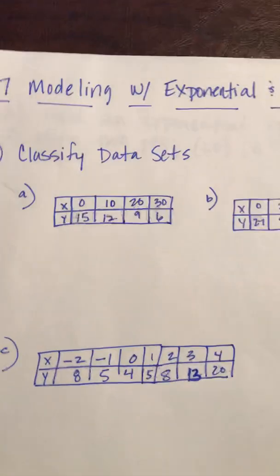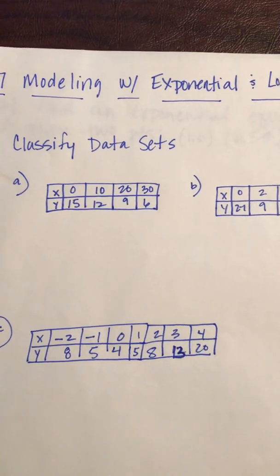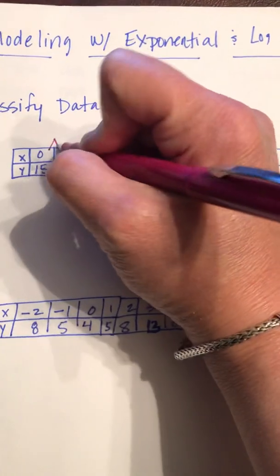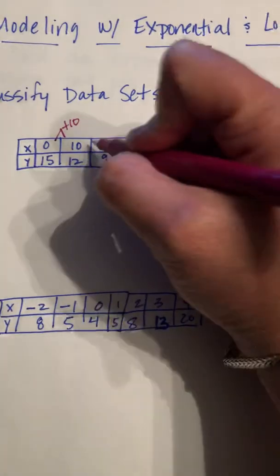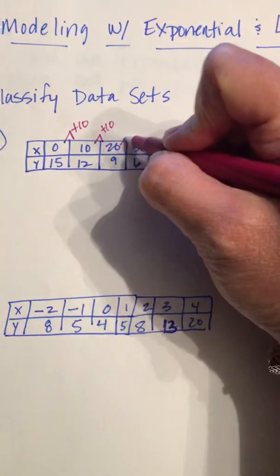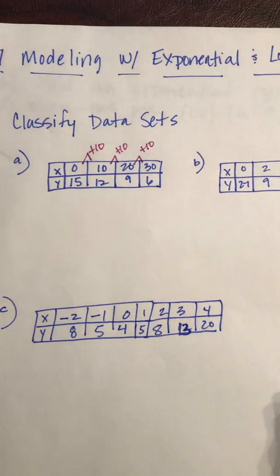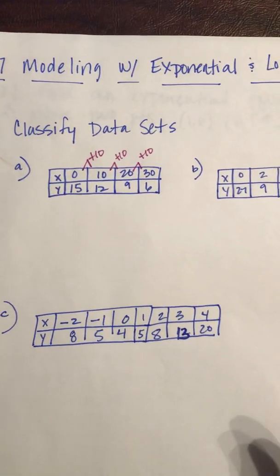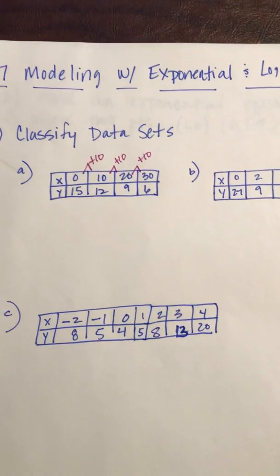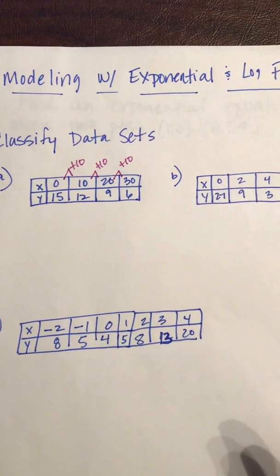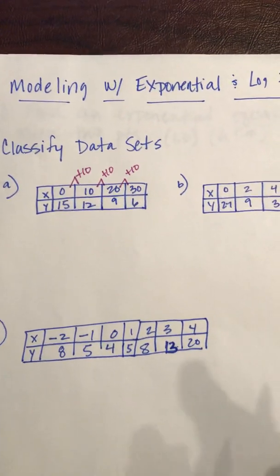I'm going to zoom in on the first one. The first thing I want you to notice is to pay attention to your x values. My x values are increasing by 10. It's not so much that we have to pay attention to what they're increasing by, but mostly that they're increasing by the same amount each time.